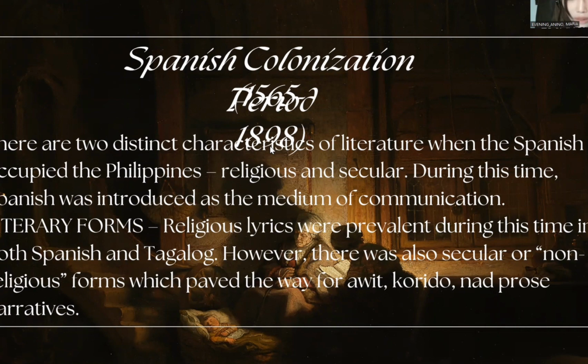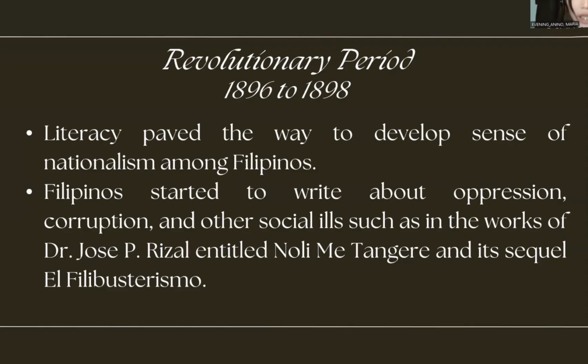So let's move on to the next period. What do you think is the next period? That is, after Spanish, of course, we have the revolutionary period, as mentioned earlier, the revolt. Why people revolted. So literature paved the way to develop a sense of nationalism among Filipinos. Because of those written works by Jose Rizal, it paved the way to develop a sense of nationalism. So Filipinos started to write about oppression, corruption, and other social ills, as in the works of Dr. Jose Rizal entitled Noli Me Tangere and its sequel El Filibusterismo. I hope you're reading that.